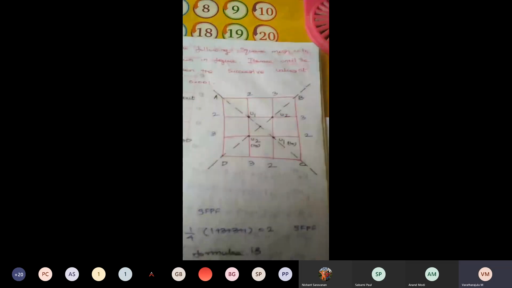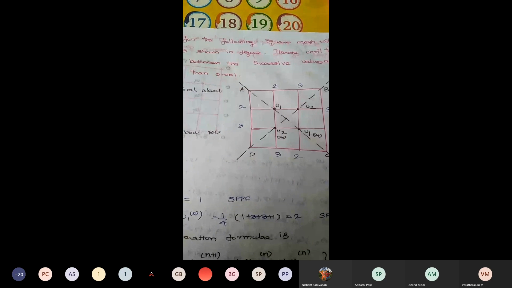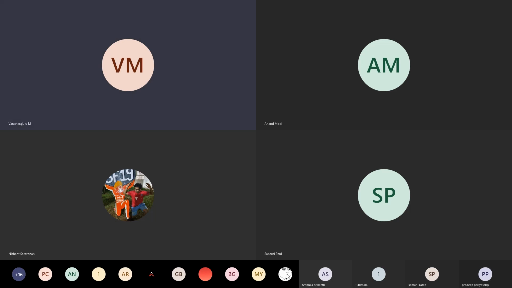Have you noted down the problem? Please, anyone. Yes. For your first iteration, what is your result? You are going to solve the problem. Tell me the results.